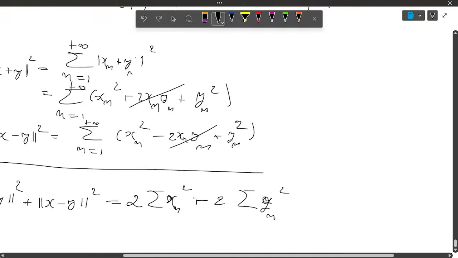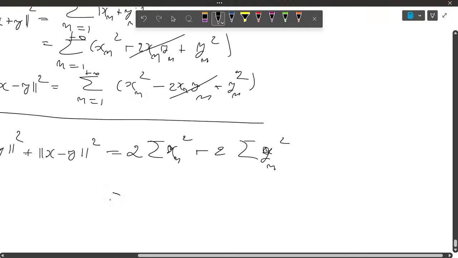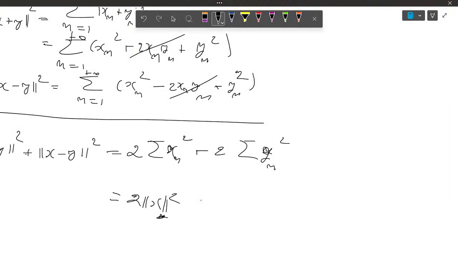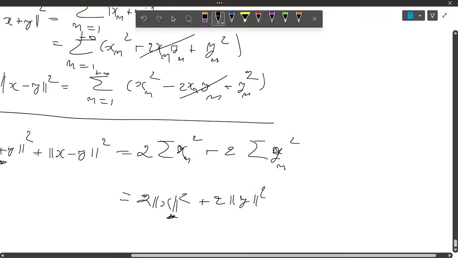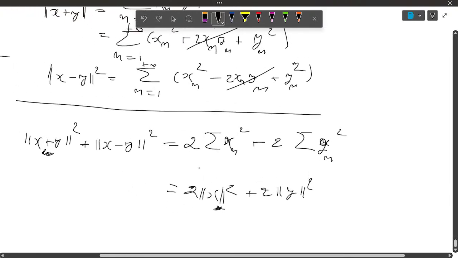As you can see, the first part is 2 times the norm of x square, plus 2 times the norm of y square. So this is the parallelogram equality. You see that for p equal to 2, you have the parallelogram equality for ℓ2.